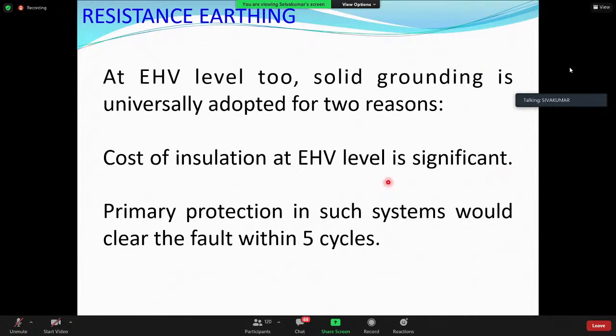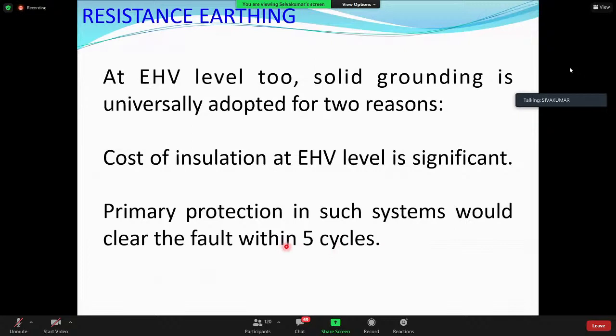Again, whenever you go for EHV, definitely there will be unit protection schemes. Primary protection schemes will be there. In primary protection schemes, there will not be any intentional time delay. You cannot set a time multiplier, and a definite time is not there. As you must be aware, all unit protection schemes are instantaneous.